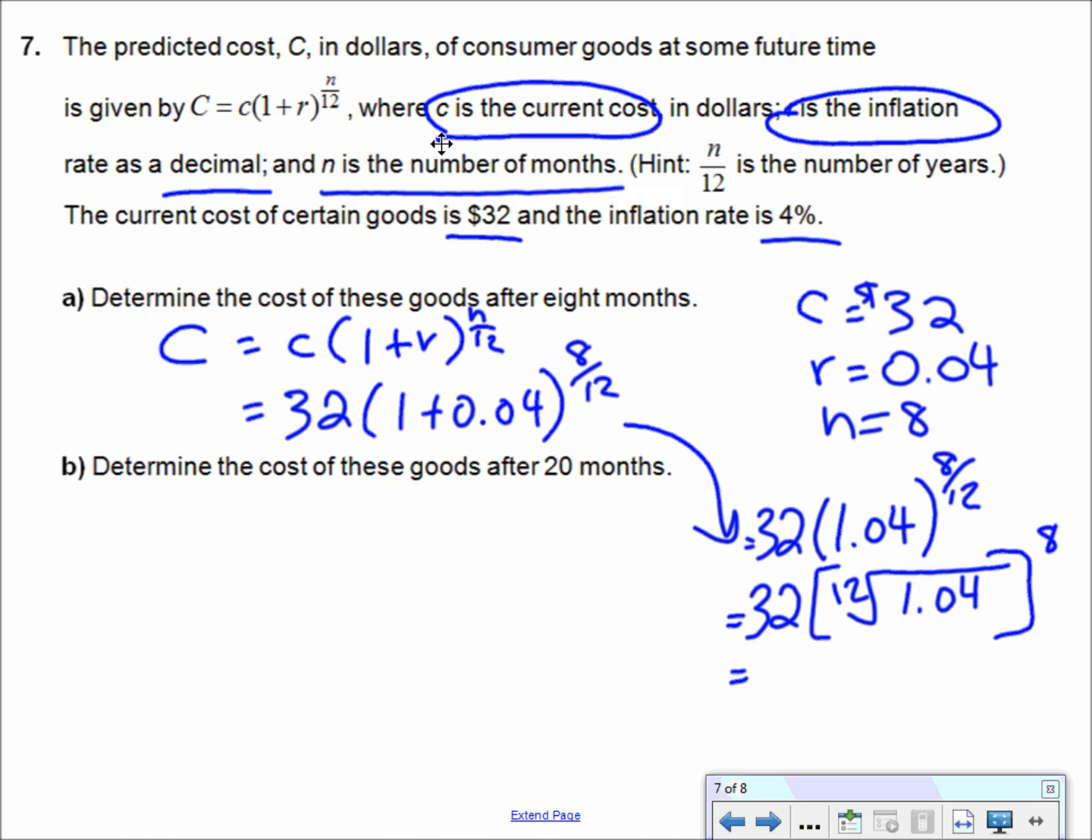Okay, so I got $32.85 when I did this, and that's rounded. So after 8 months, the cost of the good with inflation is now $32.85. So did you multiply everything? You just put that all in the calculator? Yep. It's actually 32.8477, but it's money, so we're going to do 2 decimals.